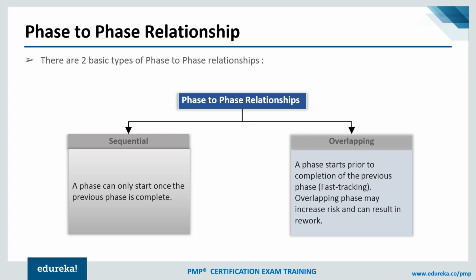When phase one ends, only then can phase two start. Phase two cannot start without phase one getting over. Why? Because a lot of deliverables or inputs will be passed on from phase one to phase two. And between phase one and phase two, there will be gate reviews, which are also called kill points.